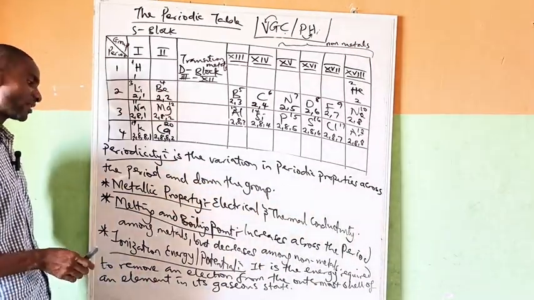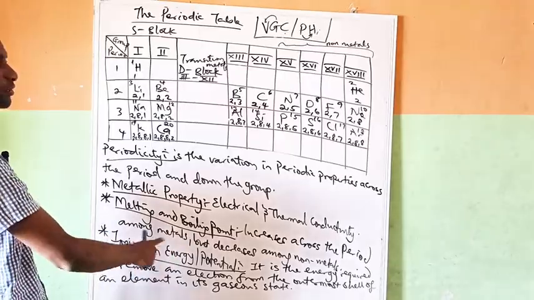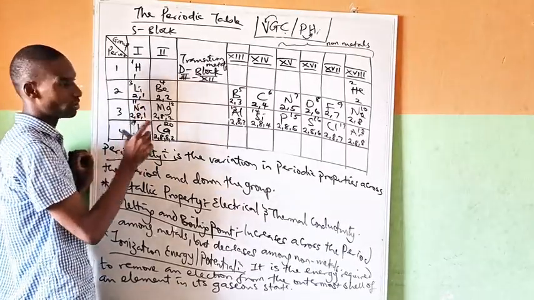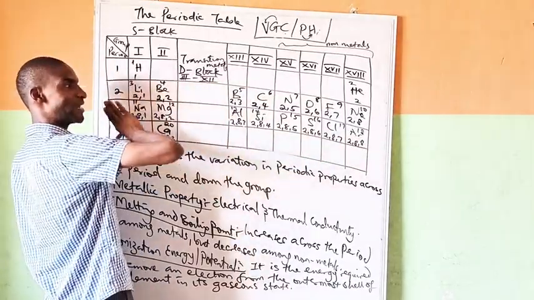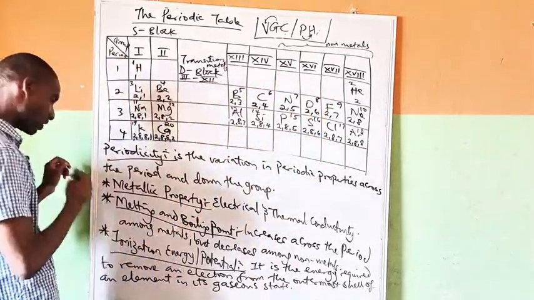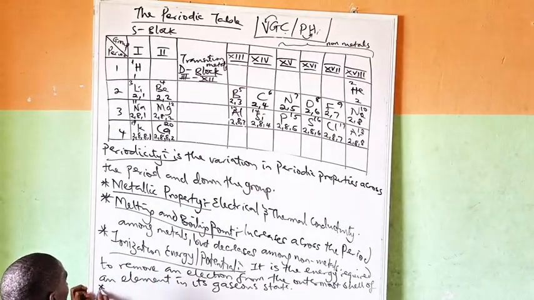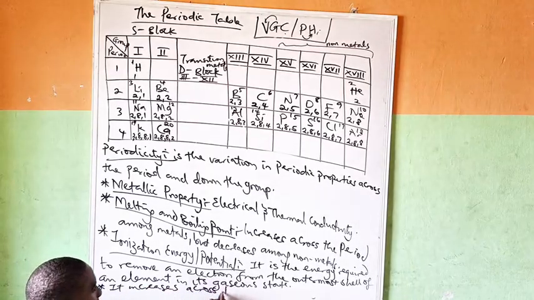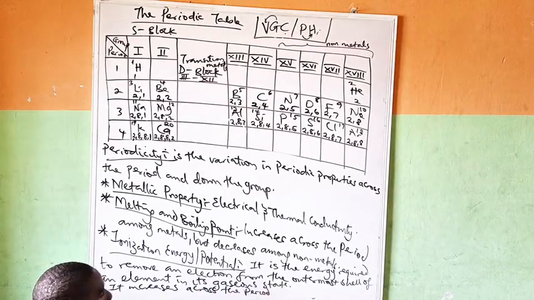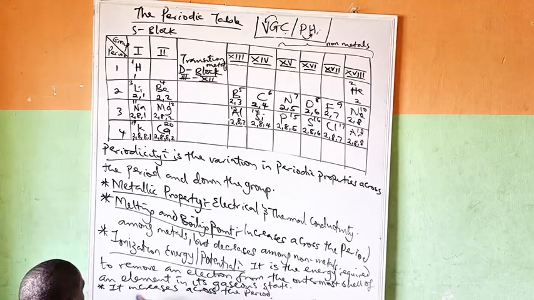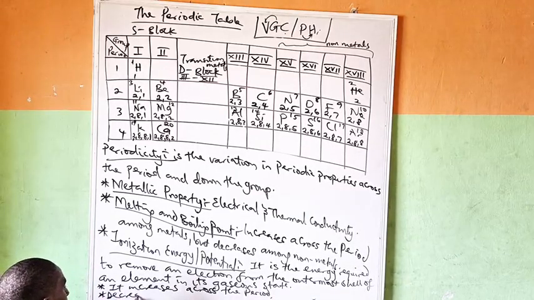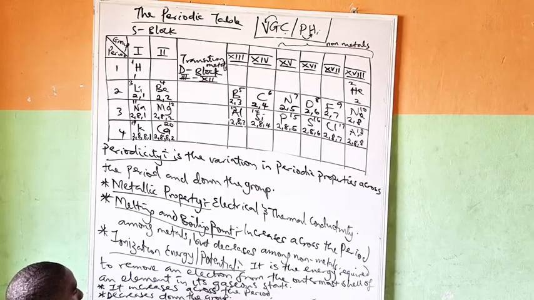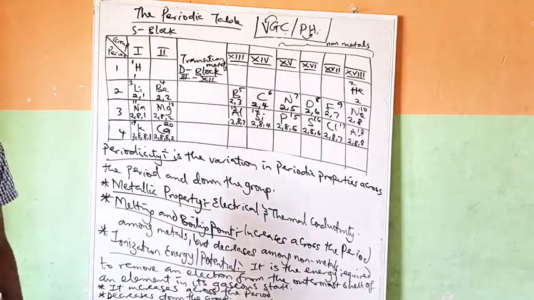Now, let's come back to ionization energy. How does it vary across the period and down the group? So here, little energy is required to remove an electron, but very high energy is required here. That means that the ability is increasing across the period. Therefore, ionization energy increases across the period and decreases down the group.